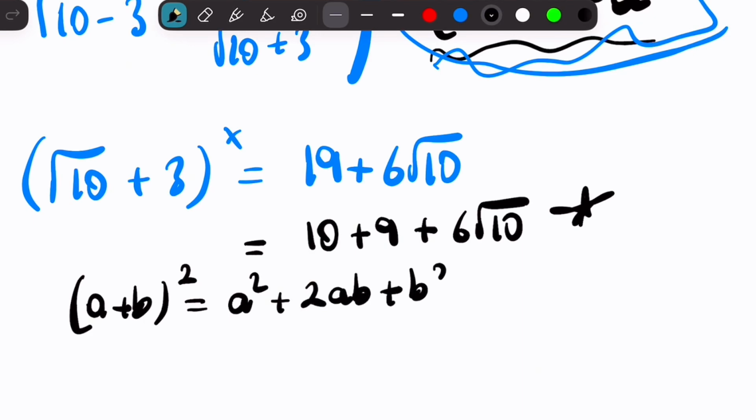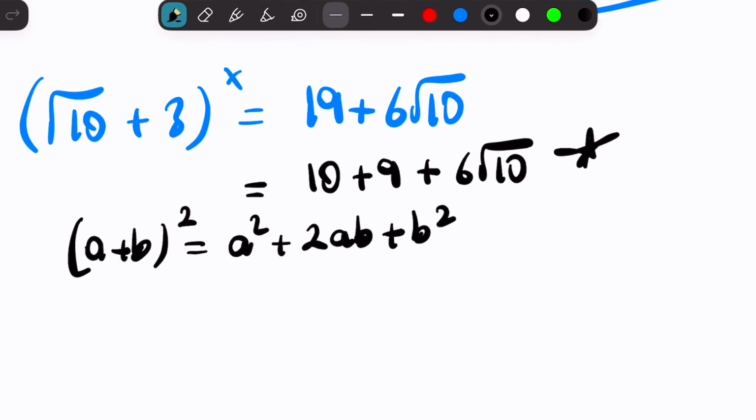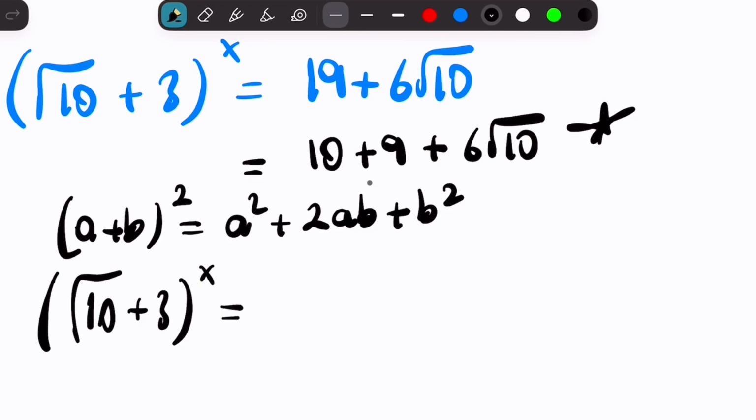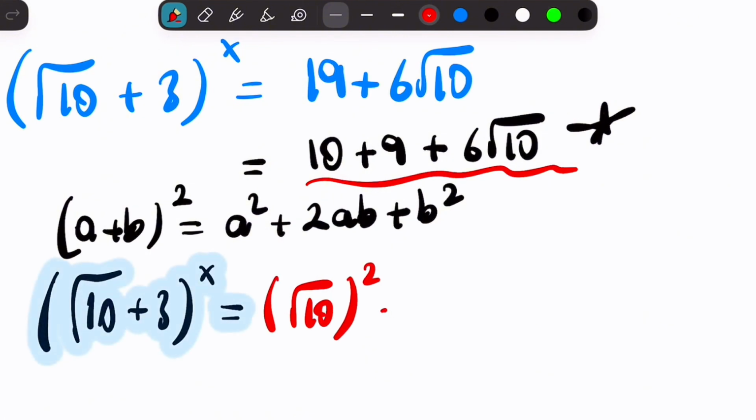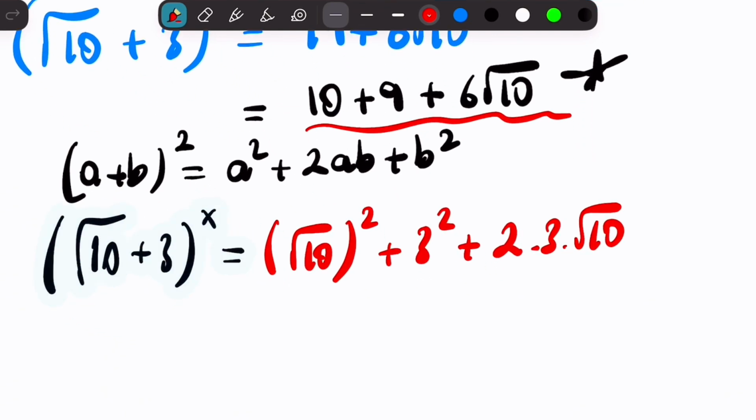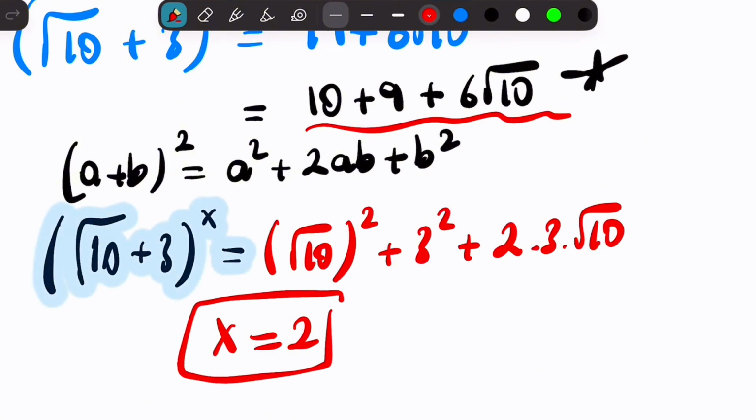Then if I apply this right away, look, if you pay attention, root 10 plus 3 to the power x. Look, I'm transforming the expression we see here: root 10 squared plus 3 squared plus, I can write 2 times 3 times root 10. What did I understand from here? I can say that the value we call x then comes to 2.